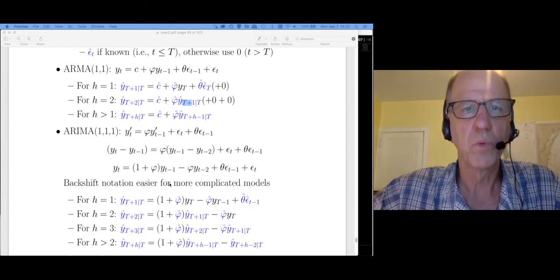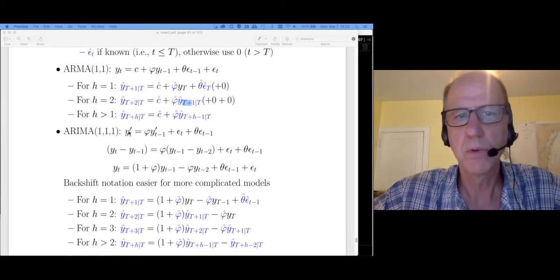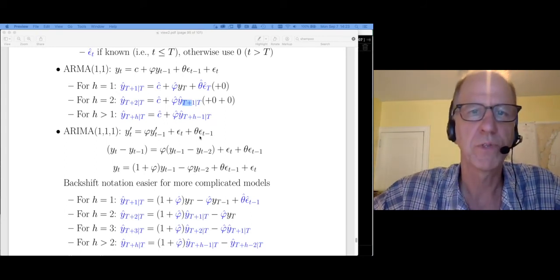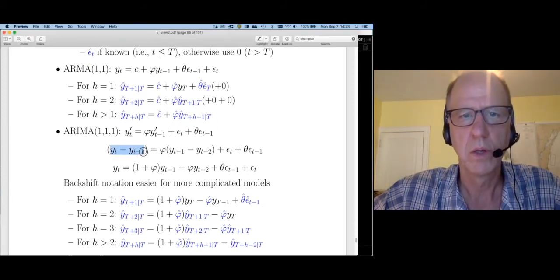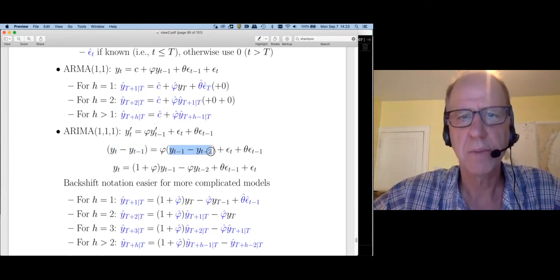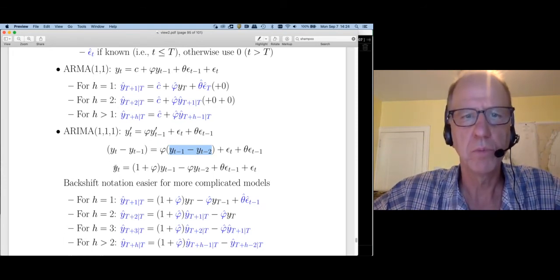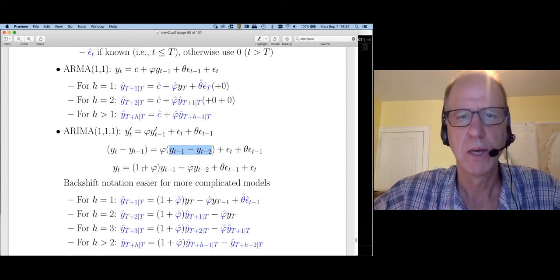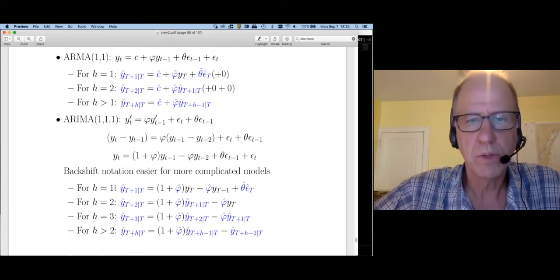For an ARIMA(1,1,1) model, we have to worry about the differencing. So here's a statement of the ARIMA(1,1,1) model without any drift constant. I'm going to replace the differenced yt with what that difference means, so yt minus yt minus 1. I'll do the exact same thing for the differenced yt minus 1 value. Now I'm going to move yt minus 1 over to the other side, collect my terms, and this is my equation. So having solved for yt, let's go look at what the equations would be for h equal to 1, 2, 3, and so forth.